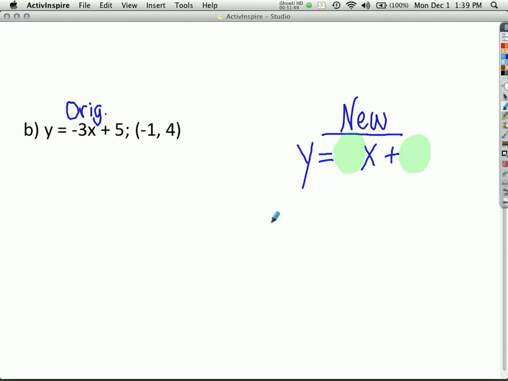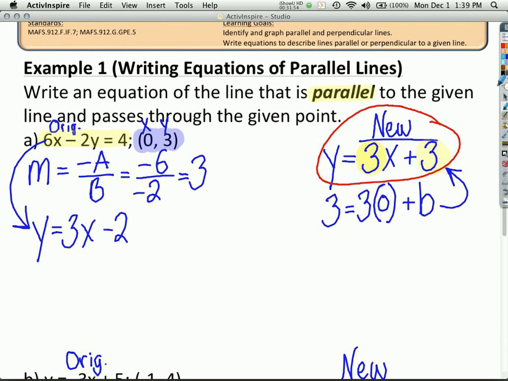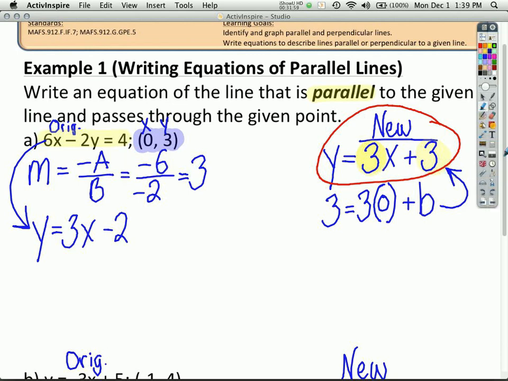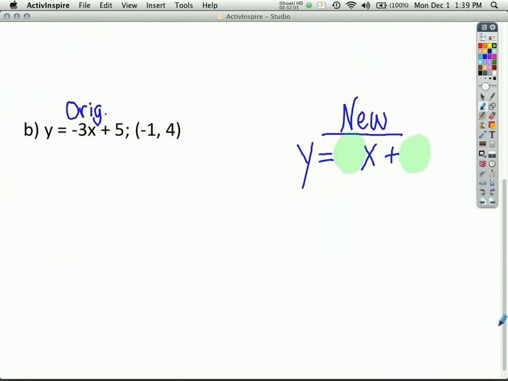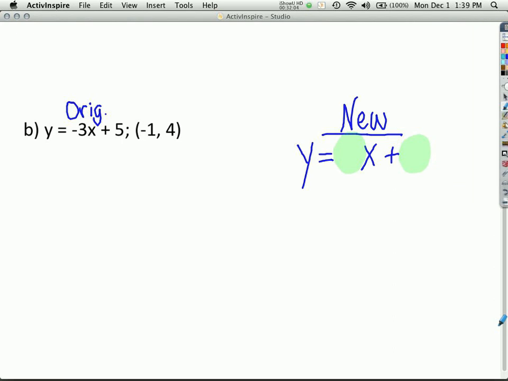So in this first example up here, I couldn't see the slope because it was in standard form, and so we had to do something. What's different about this one? What's different about this one, Mark? The original one is right in slope intercept form. And what does that mean? What does that help us with? That we don't have to change it. All we have to do is the new one. That's right. So what's the slope going to be?